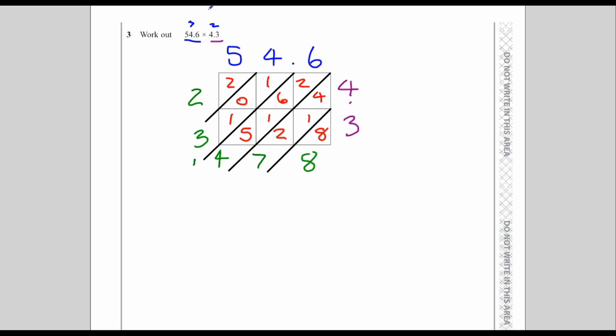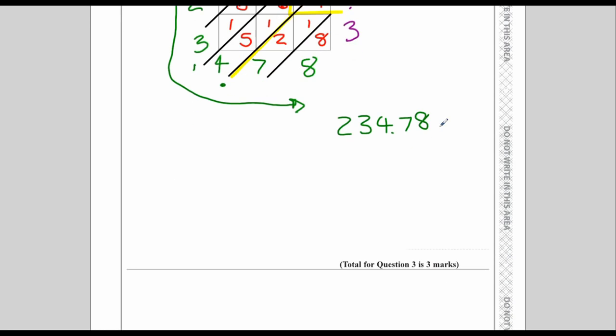Now, do not forget your decimal place. This is where it could get a bit tricky, but let me show you what to do. Follow your decimal place down, follow your decimal place across, and where they meet, take it down. That's where your decimal is going to go in the answer. So, reading it this way, we've got 234.78. I think that's quite a nice way to do it. I hope you agree. So let's put our answer where it should be.